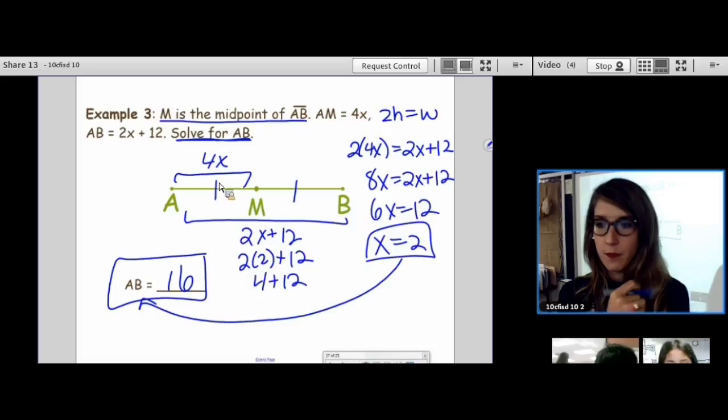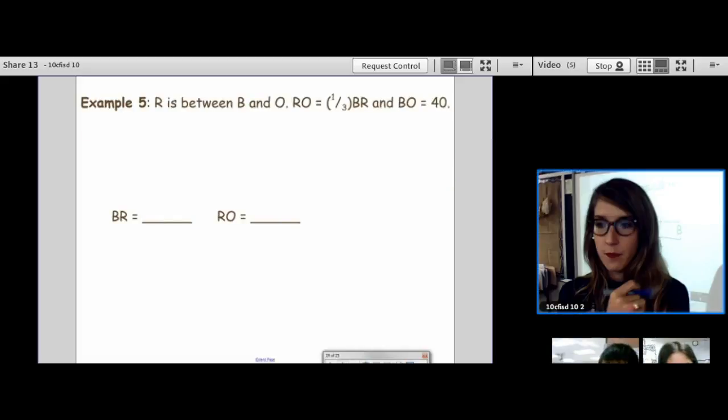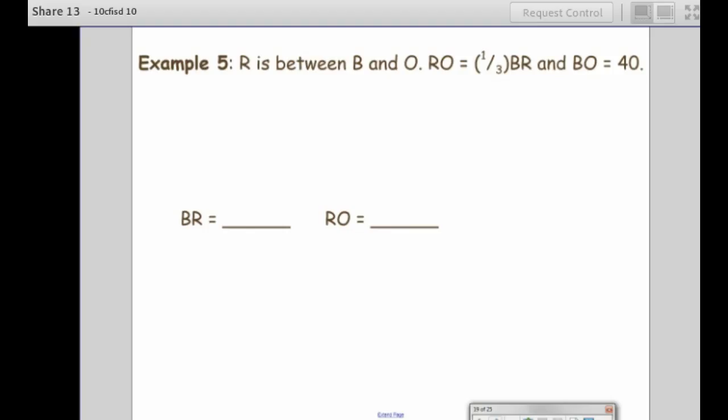AB is 16. Okay, we're going to do this as the last problem today, even though my camera is completely frozen. R is between B and O. I always like to take my words in my math problem and turn it into a picture. What I'm not going to do is trick myself and put R as a midpoint. We were not told it was a midpoint, so I'm going to make sure I don't put it in the middle and trick my mind, okay? R is between B and O. RO is 1/3 of BR, and BO is 40.